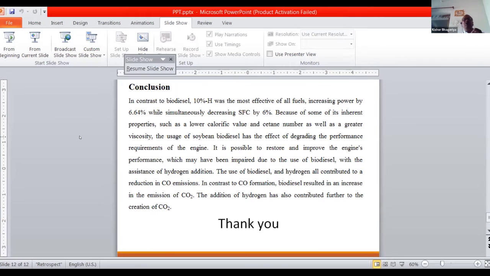It is possible to restore and improve the engine performance, which may have been impaired due to the use of biodiesel, with the assistance of hydrogen addition. The use of biodiesel and hydrogen has contributed to the reduction in CO emission in contrast to the CO2 formation. Biodiesel resulted in an increase in the emission of CO2. The addition of hydrogen has also contributed further to the creation of CO2 instead of CO, that is, carbon monoxide. Thank you.